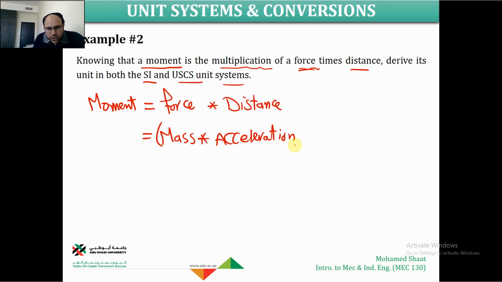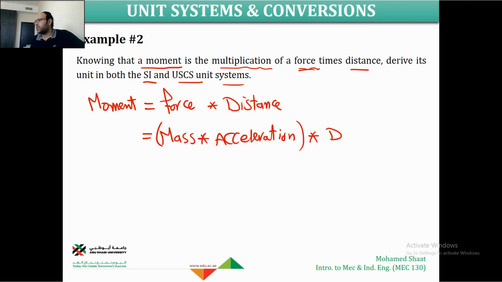This is just the force times the distance. The distance, can we break it down? The distance is measured by a length. The distance cannot be broken down anymore. It is already a basic quantity. The distance is like length.